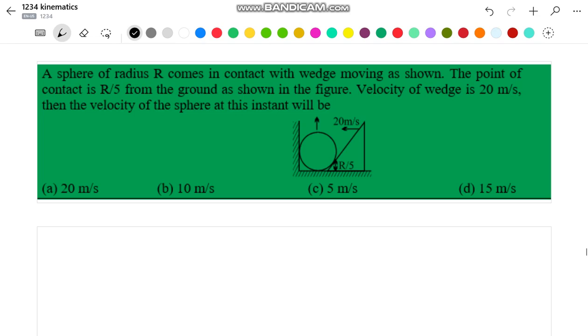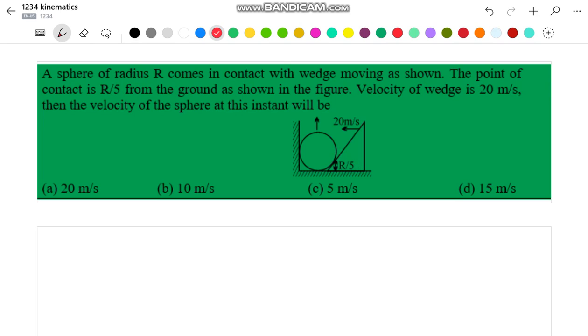Hello friends, in this video we will discuss a problem based on constraints. In the question it is given that a sphere of radius r comes in contact with a wedge which is moving as shown. The point of contact is r by 5 from the ground as shown in the diagram. So you can see from the diagram that this point of contact between wedge and sphere is given to be equal to r by 5.